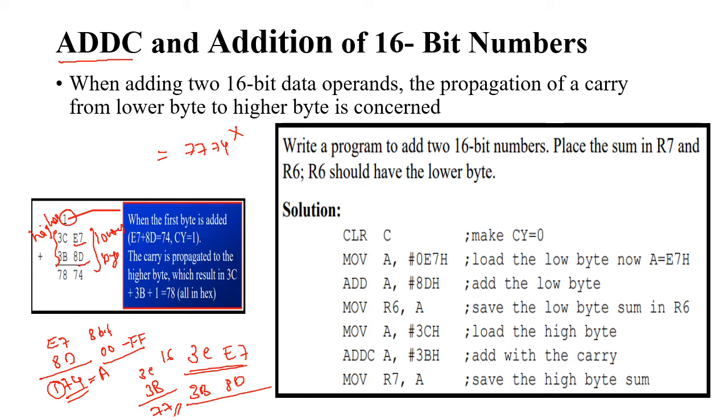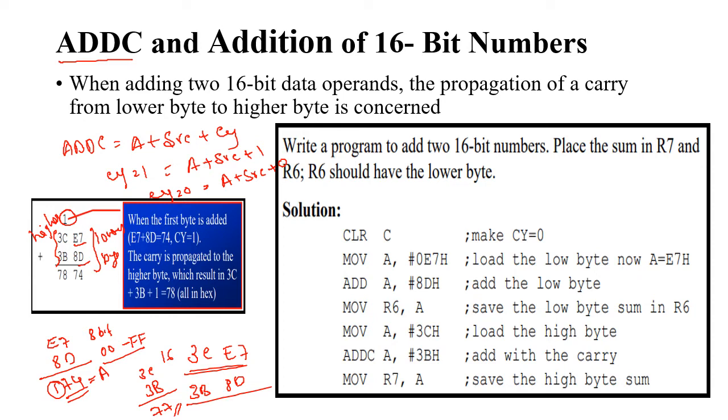In order to consider that carry, we are going to use the ADDC instruction. The speciality of the ADDC instruction is that it adds the content of the accumulator with the source along with the carry. So if the carry is 1, it will add A plus SRC plus 1. If the carry is 0, then A plus SRC plus 0.